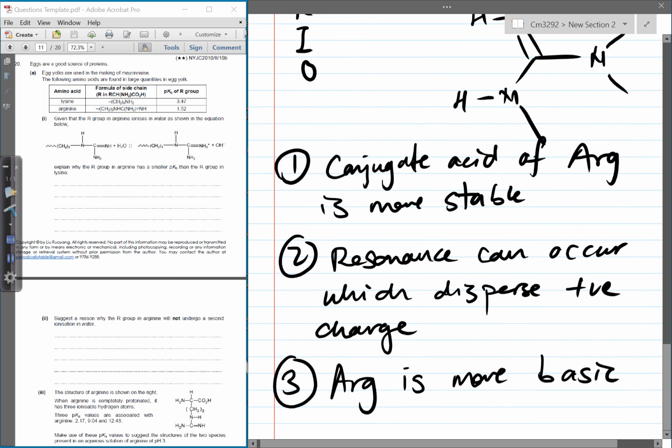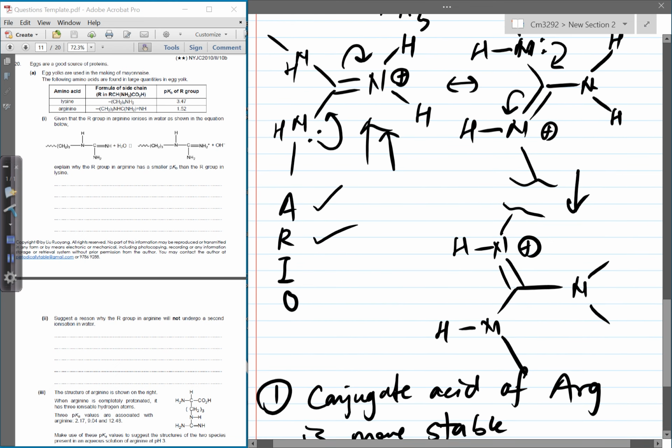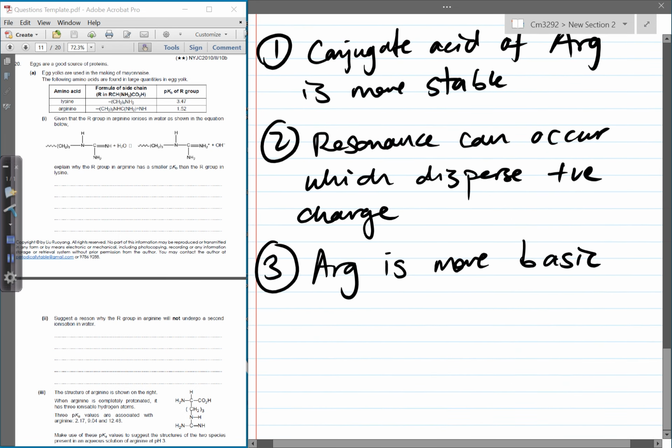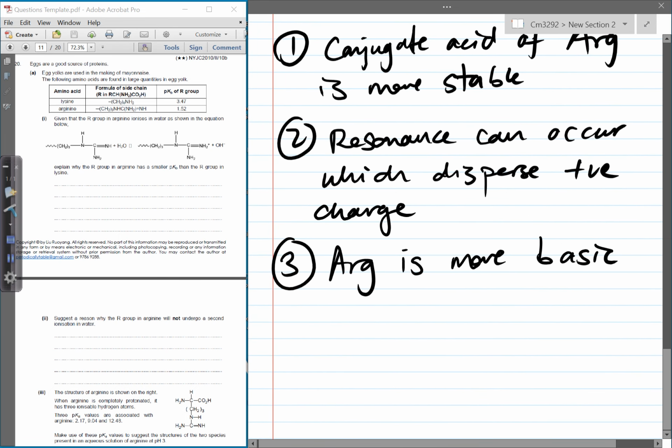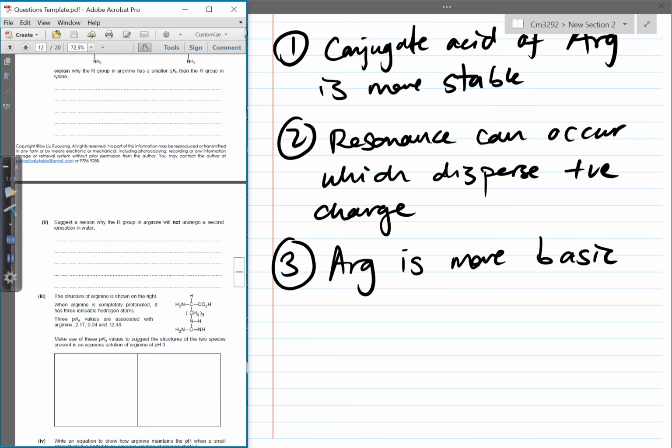So it's just these 3 points. And you can also tell from the resonance structure that the positive charge is delocalized over the 3 nitrogen atoms, which stabilizes it as well. Therefore, that's what is meant by resonance can occur which disperses a positive charge. Okay, this is for part 1. And then for part 2, suggest the reason why the R group in arginine will not undergo a second ionization in water.